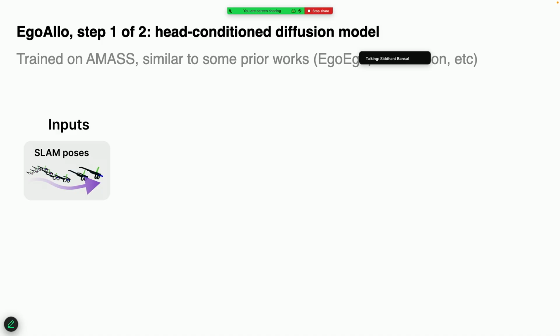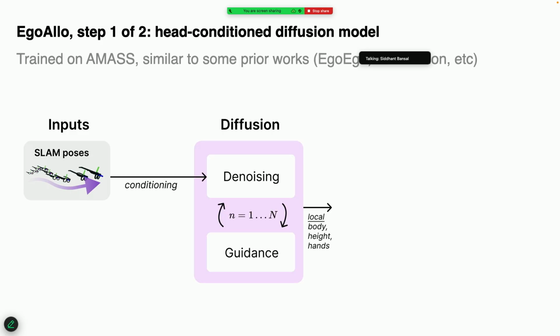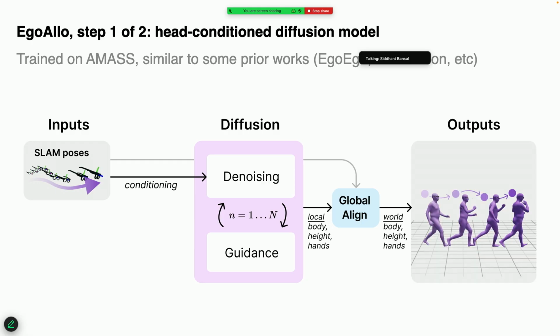Okay, so I'll briefly go over our system. There's only two parts. Step one is we're going to train a diffusion model that's conditioned on the SLAM pose. So this is like a head-conditioned diffusion model. If you're familiar with EgoEgo or works like Bow diffusion, this is going to look very similar. So we're going to start with inputs, which is our SLAM poses. We're going to use it to condition a diffusion model. The diffusion model is going to output some local understanding of body parameters. We can take these local body parameters, align them back to the SLAM pose, and that gets us basically the output in the format we want, which is global human motion.